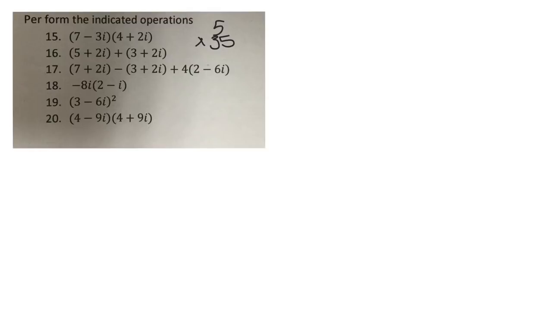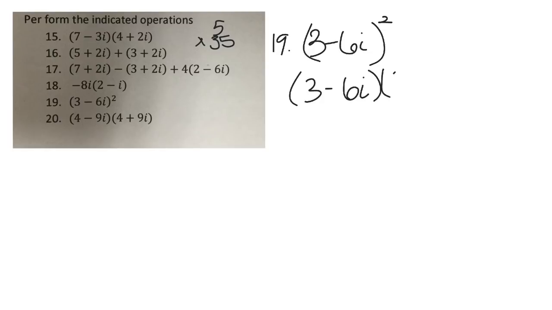Let's try that again. 3 minus 6i squared. We want to think that we can square the first and square the second, but we have to remember that when we square a binomial or any number, it means we're multiplying it by itself. So it's 3 minus 6i times 3 minus 6i. And I FOIL that out or multiply it vertically. I'll do the vertical multiplication again.